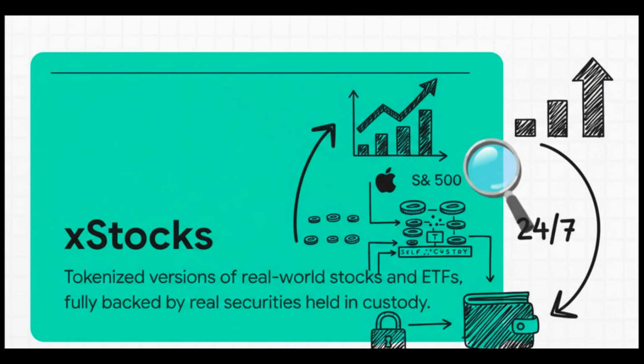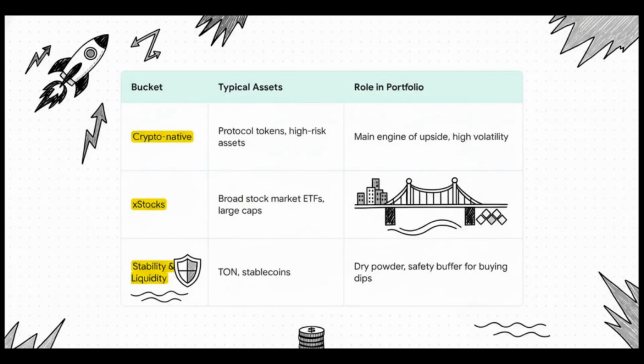Their answer to this was brilliant: xStocks. These are basically tokenized versions of real-world stocks and ETFs. Think Apple or the S&P 500. They're one-to-one backed by the real thing, but they live on the TON blockchain as regular tokens. And this is a game changer because it lets you bring real-world economic exposure right into your crypto wallet, anytime, 24/7.